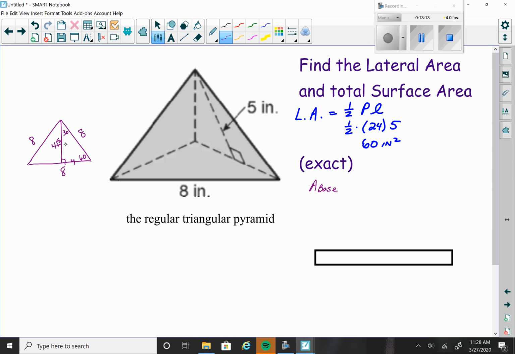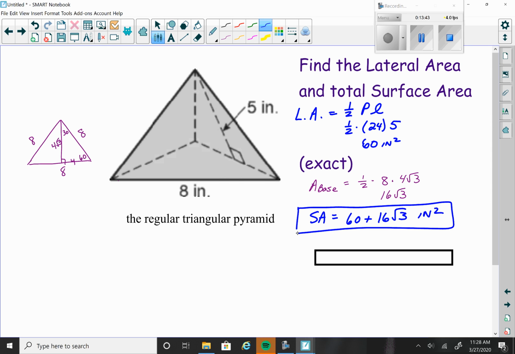So if I'm trying to find the area of that triangular base, it's 1/2 times the base of the triangle is 8 times the height of the triangle is 4√3. So again, half of 8 is 4, 4 times 4 is 16, so I get 16√3 for the area of that triangular base. So that means that my total surface area is going to be 60 plus 16√3. And again, this is inches squared. So there's the total surface area of our triangular pyramid. Again, real important that it was a regular triangle, which made it an equilateral triangle, so I could find the area of that base. That was our last problem for today.